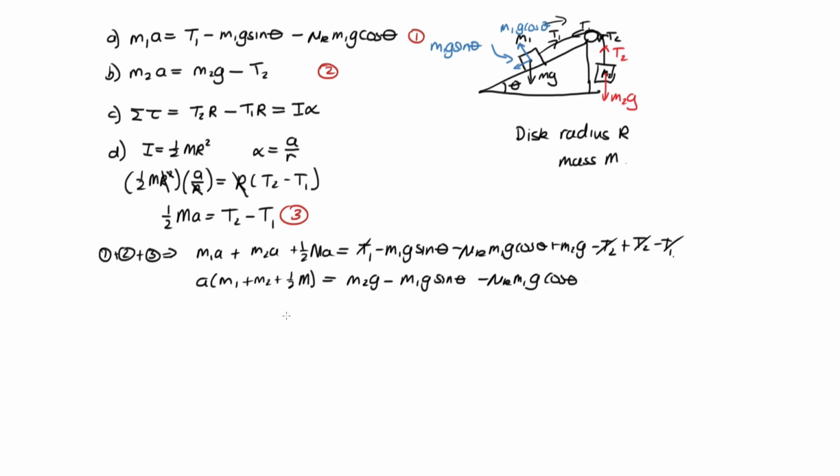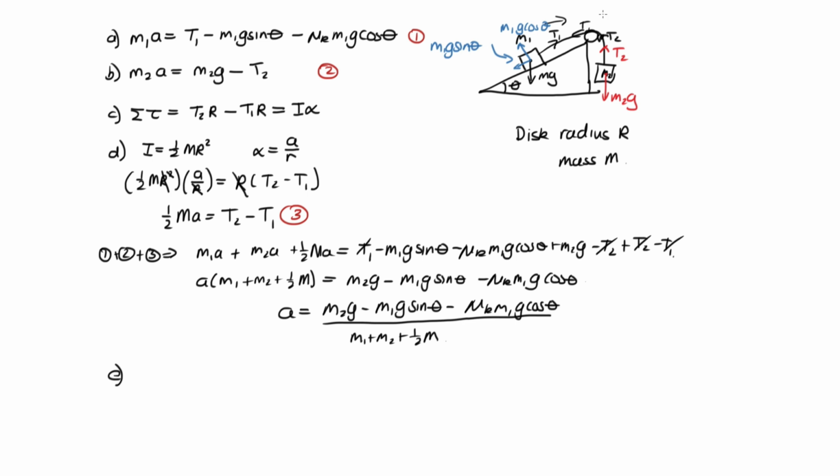And so then we can rearrange this, and we have a is equal to m2g minus m1g sine theta minus mu k m1g cos theta, all divided by m1 plus m2 plus a half M. So we've now come up with our expression for acceleration. So if we were given numbers, we could substitute them in. Now in part E, it asks us how would this expression change if M1 was sliding down the inclined plane.